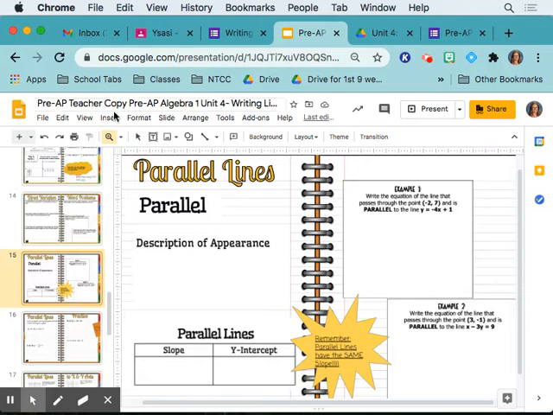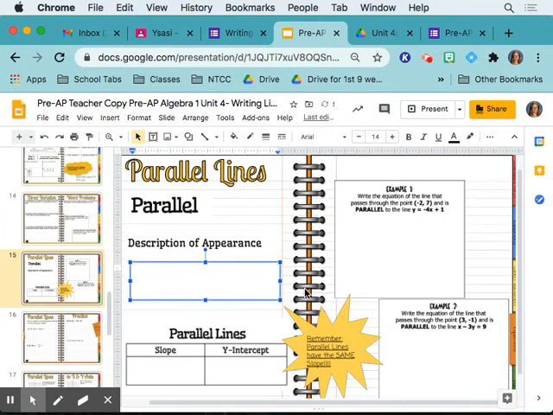So for parallel lines, description of appearance. Parallel lines means any lines that never intersect. I'll make this a little bigger. Intersect.